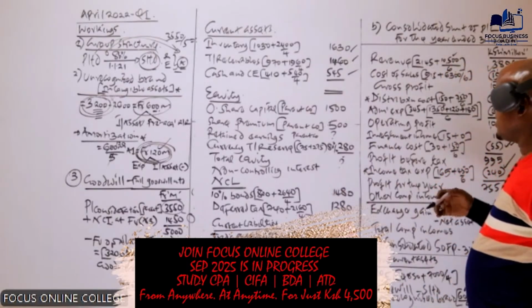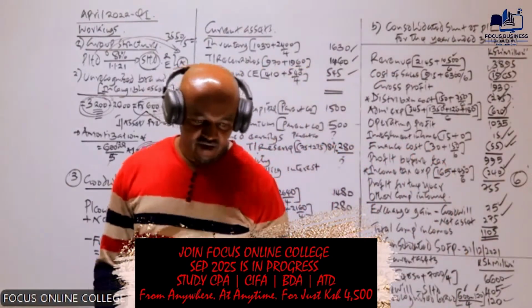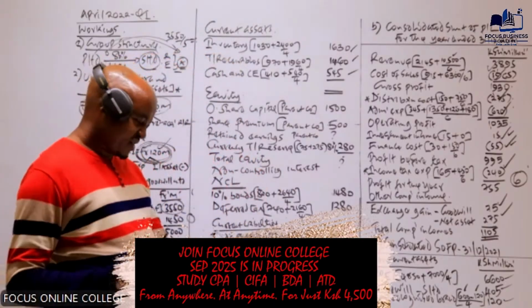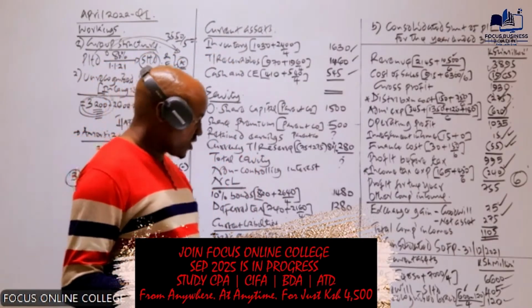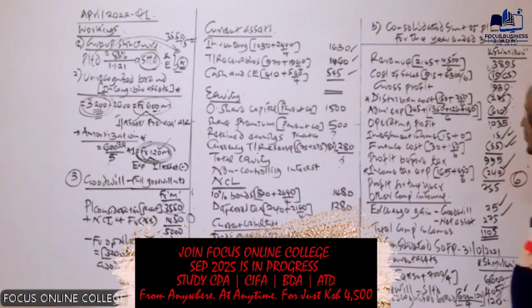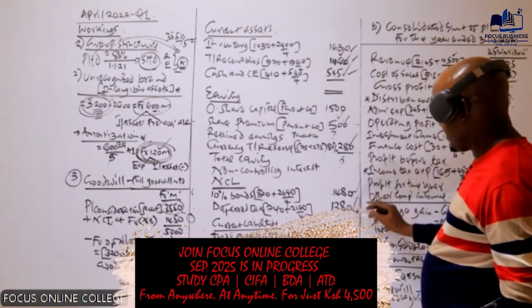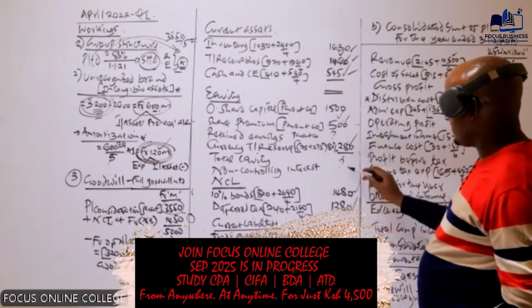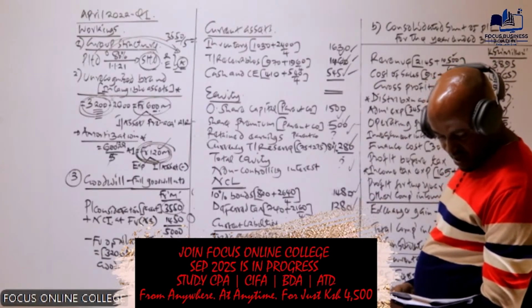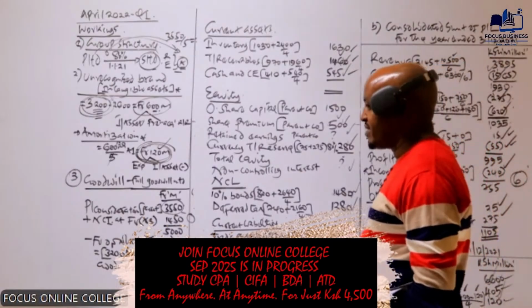And that question, if you do it like that, even if you have not computed the NCI, even if you have not computed the group retained earnings, you will be able to score all the marks. So 1, 2, 3, 4, 5, 6, 7, 8, 9, 10, 11, 12, 13, 14, 15. So 15 out of how many marks? Out of 8. So we have 8 marks, 15 ticks.